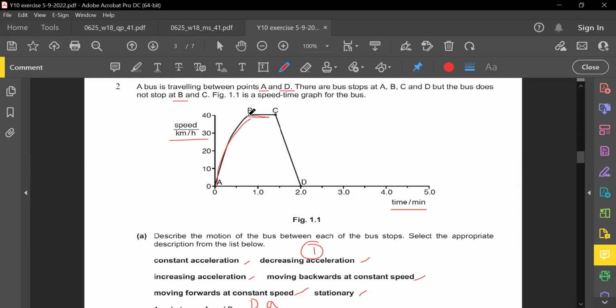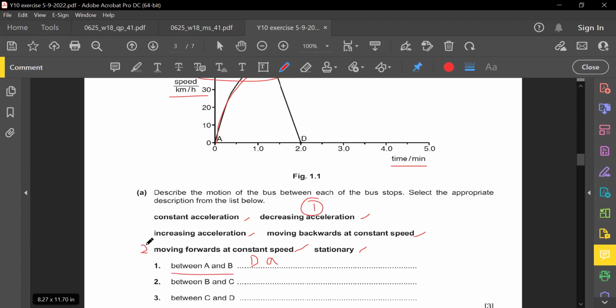Then the next part, B to C. This one here is obviously, no. How can it be stationary? Yeah, it is moving forward with a constant speed, right? Because you see that it won't be stationary because the speed is constantly at 40 kilometers per hour. So this is going to be your second answer. It is moving forward with a constant speed.